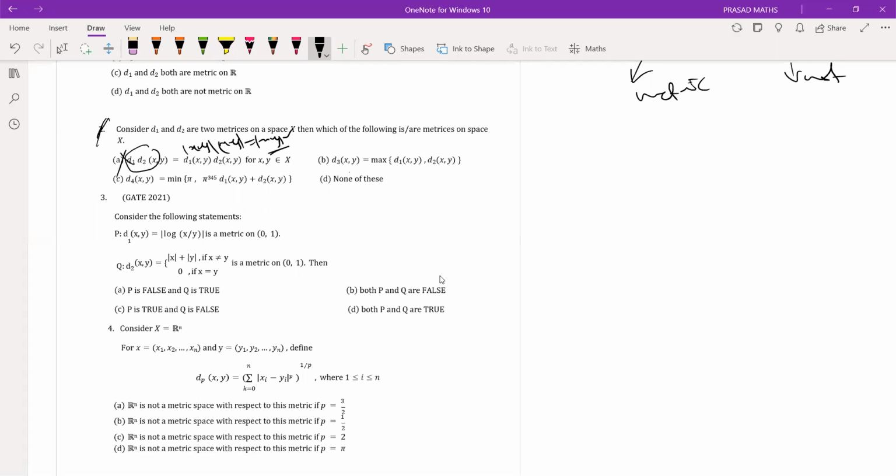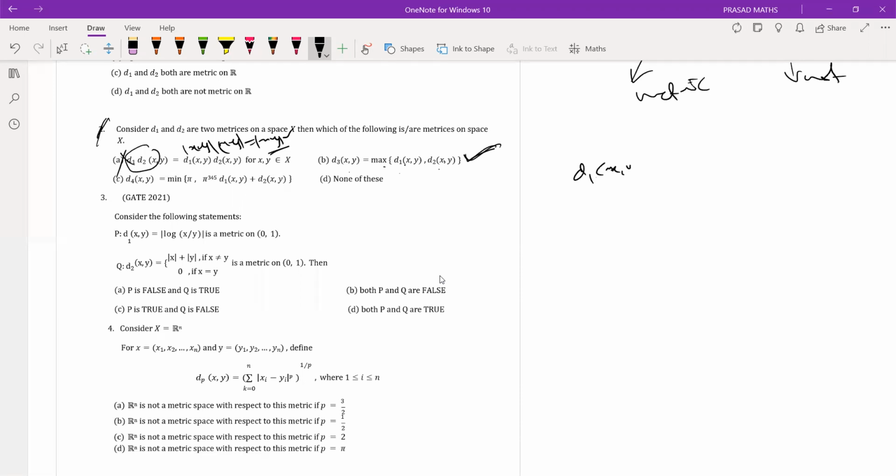Question is that D3, maximum of D1, comma D2. Already I told you, sir. Maximum of D1, comma D2 is always a metric. Yes, already told you, this is standard, right? Is it okay? Sir, this is D1, L2 metric, sir. It need not be L2 metric, but it is a metric. If you have a doubt, I'll check.